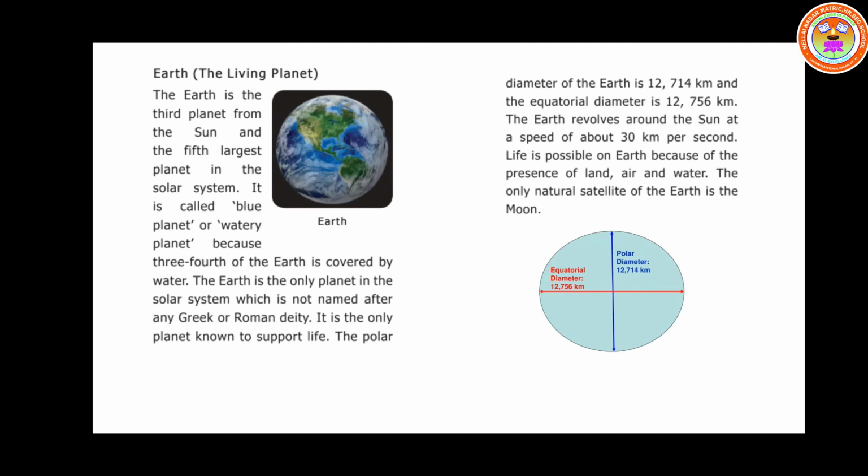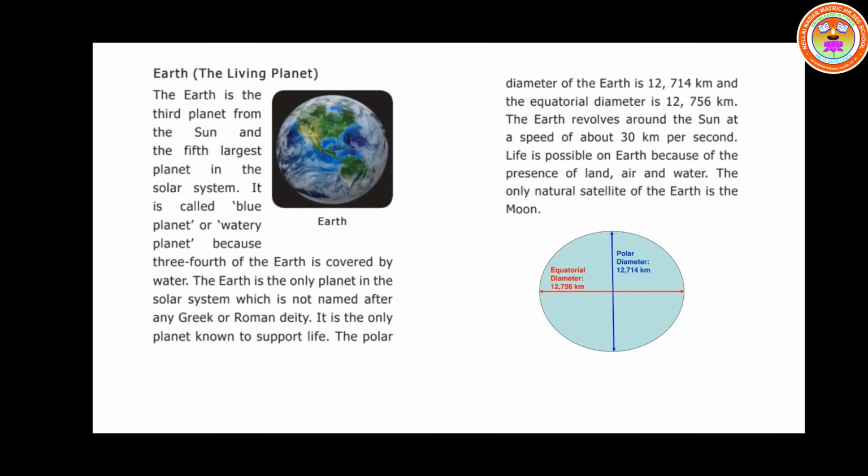The first largest planet is Jupiter. The second one is Saturn. Third one is Uranus. Fourth is Neptune. Fifth is Earth. Sixth is Venus. Seventh is Mars. And the eighth one is Mercury. We know that very well.